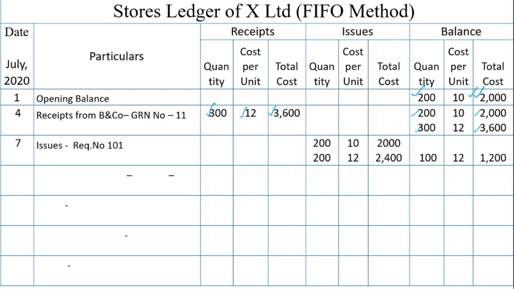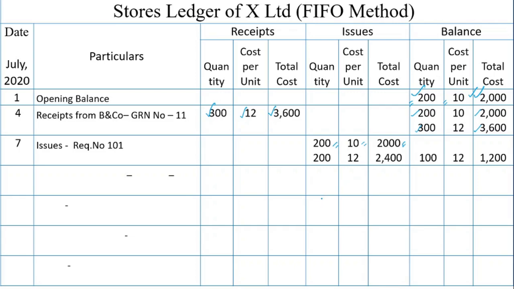Then on the 7th July, there is a requisition number 101 for issue of materials to the production department. They are requested to issue 400 units of material. We are following the first in first out method. The first received material is these 200 units. So this has to be issued first with this lot price. That is 200 units into 10 rupees is equal to 2000 rupees issued.